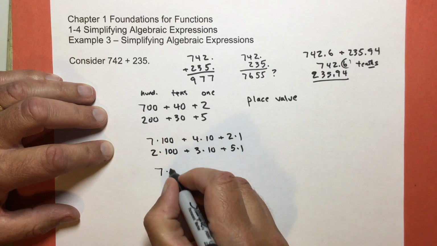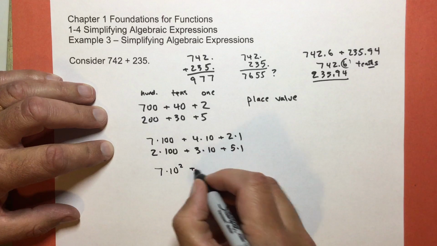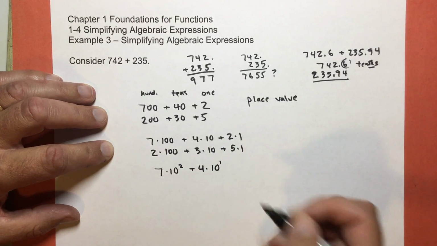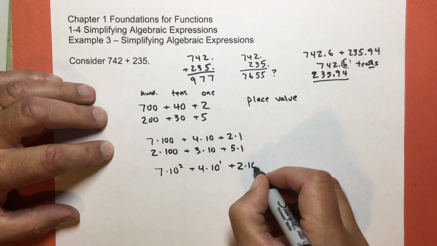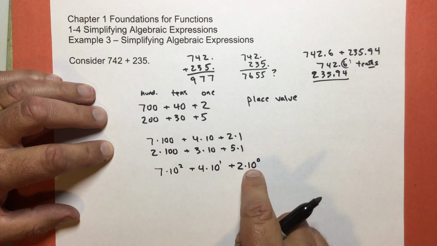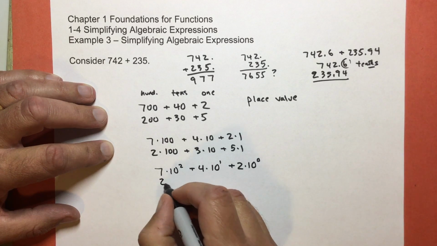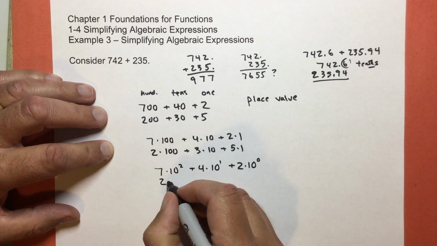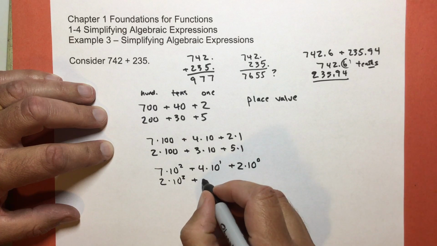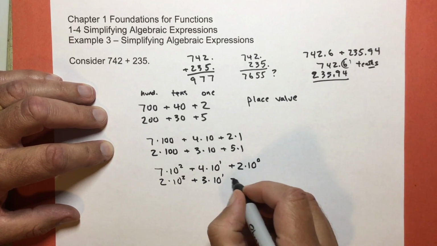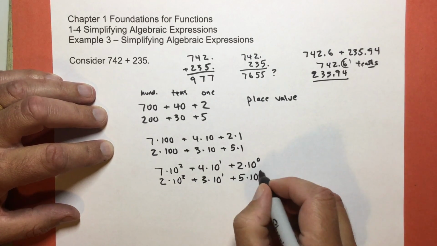This is 7 times 10 to the second power plus 4 times 10 to the first power plus 2 times 10 to, believe it or not, the 0 power. We'll talk about that later. That's actually in the next videos. The other one, 235, is 2 times 10 to the second power plus 3 times 10 to the first power plus 5 times 10 to the 0 power.